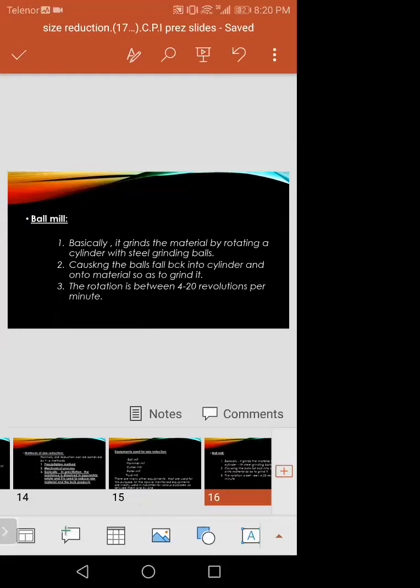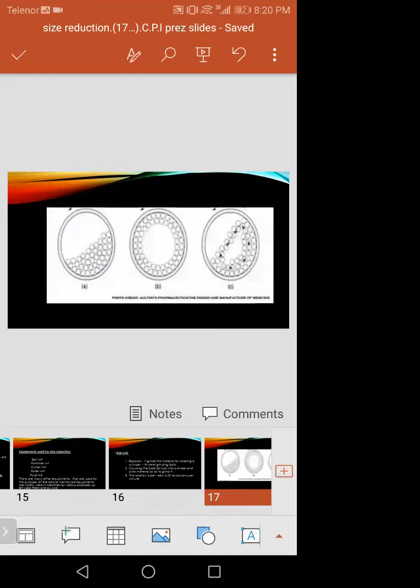Basically, it grinds the material by rotating a cylinder with steel grinding balls, and that will cause the balls to fall back into the cylinder. In this way, the material will be ground, and the rotation will be between 4 to 20 revolutions per minute. In this diagram, you can see that it consists of a cylinder made of steel, and we put the material into this cylinder. When the cylinder moves due to its revolution, the material moves over each other and is ground. So this was all about the ball mill.